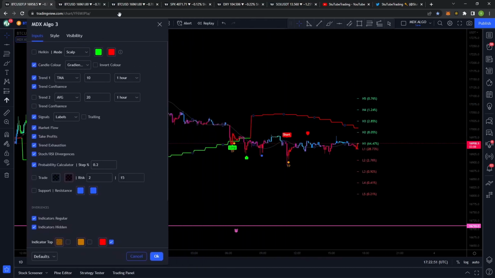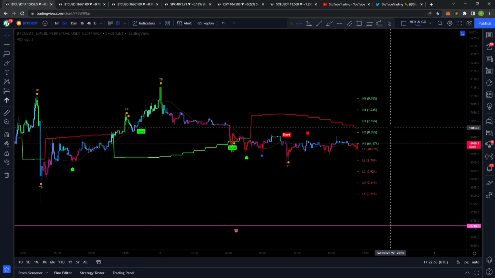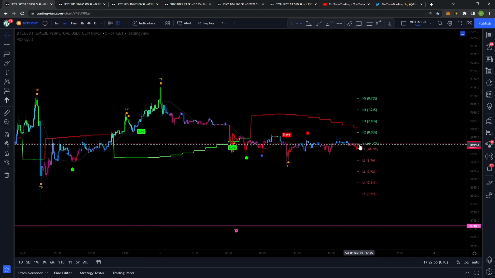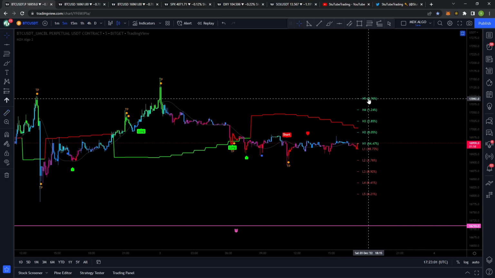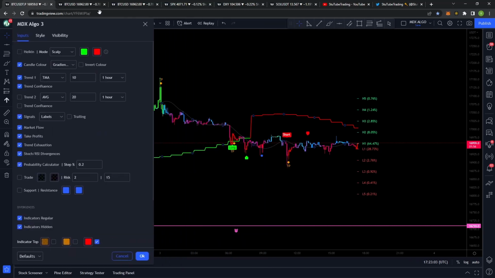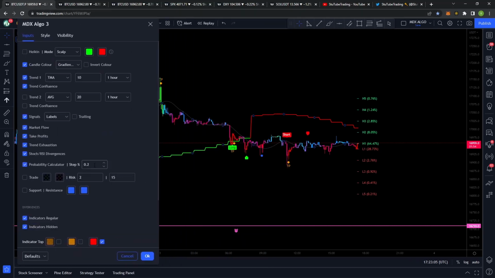Yeah, so that brings our targets much closer together, so that should only be about a 0.2% move. Yeah, something like that. So that's how you can adjust the probabilities, how far your targets are on this candle. I'm going to remove this just because it clutters the screen a little bit. I don't want all those numbers on my chart personally. But that's how that works.